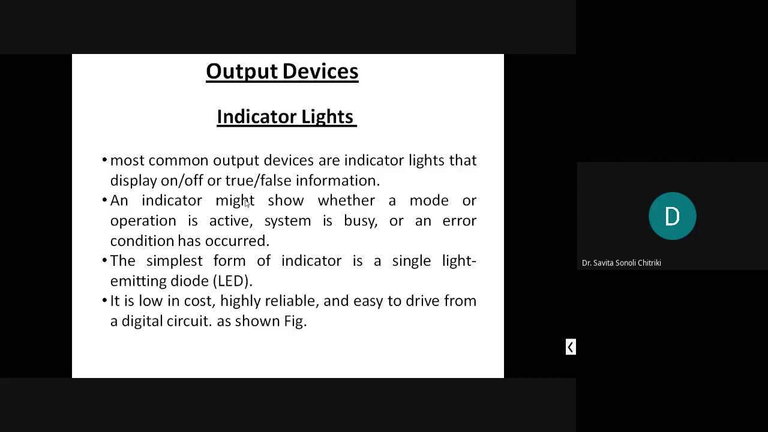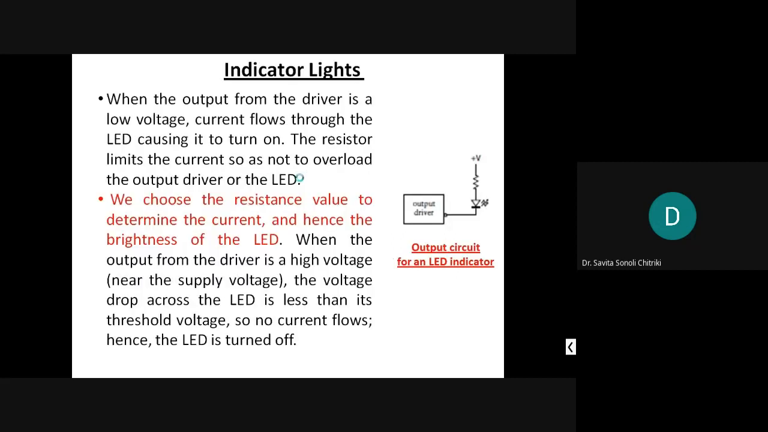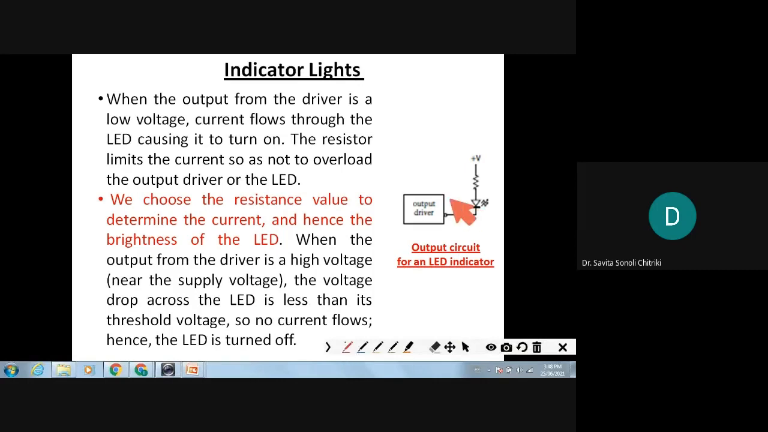The simplest form of the indicator is a single light emitting diode, that is LED. So it's low cost, highly reliable, and easy to drive from a digital circuit as shown in the figure. So the simplest form of output device is LED. So you can see there. So LED, right? Diode symbol with the two indicators. If you show, that will be an LED. So plus V is applied here. So this is the current limiting resistor. Then that is connected to an output driver circuit. So bubble is indicated here. That means it is active low. So which is connected to the cathode here, right?